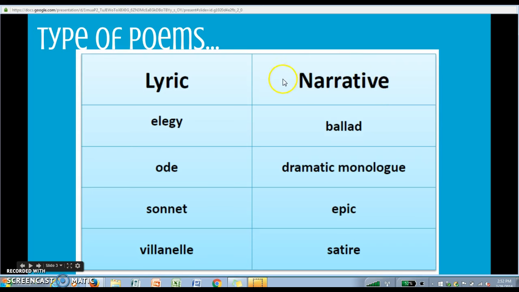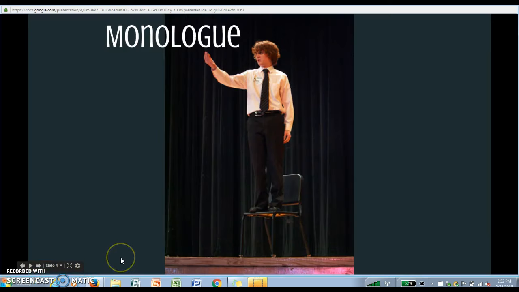Additionally, we have narrative poems, which, in contrast, are just like what they sound. They are poems that tell stories. And narrative poems include ballads, dramatic monologues, epics, and satires. So far, we've read an epic, Beowulf. We just read a dramatic monologue with the river merchant's wife's letter. And also, we have read a sonnet with Sonnet 130. We will be dealing with all of these, though, before the unit is over.